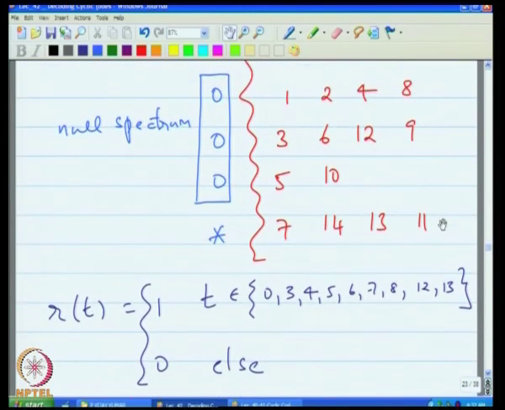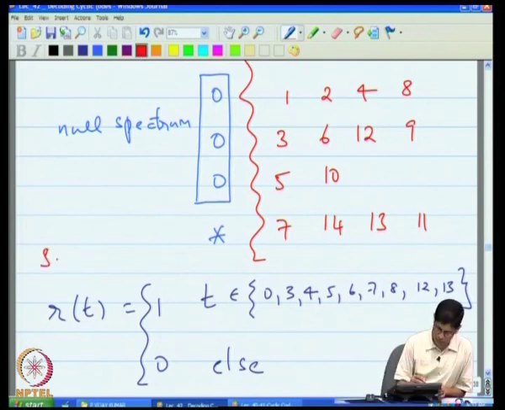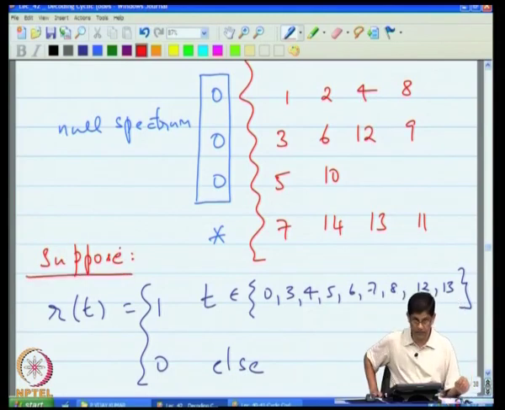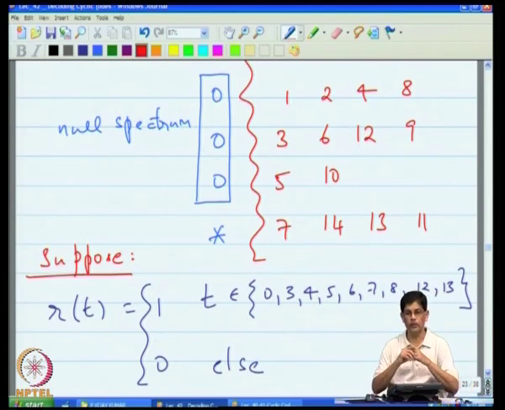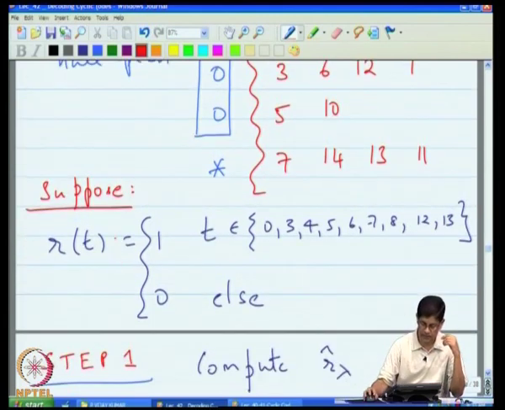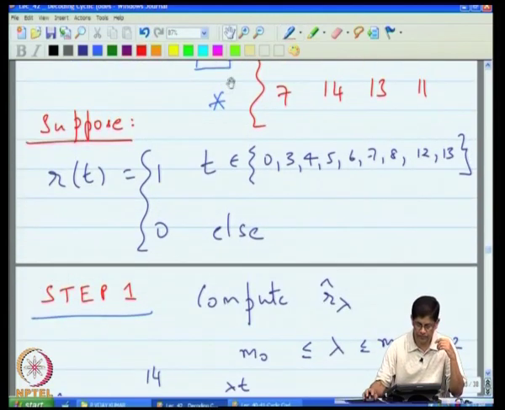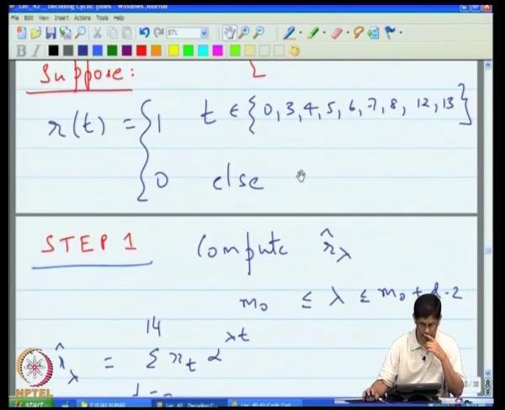Now, we want to consider an example of decoding. So in this example, let us say in a certain instance there was a transmitted code word, and there was an error sequence which corrupted the transmitted code word. Suppose the received vector was 1 for t lying in this set 0, 3, 4, 5, 6, 7, 8, 12 and 13, and it was 0 otherwise.